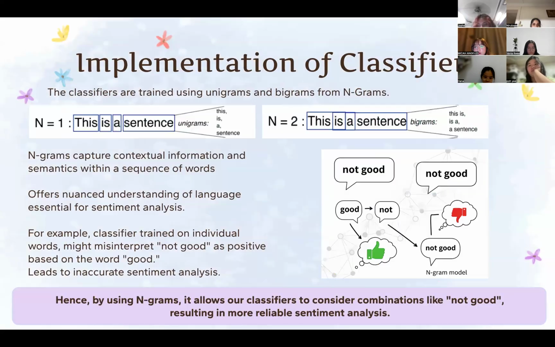Next. To properly experiment with semantic content, we trained our classifier using both unigrams and bigrams. This is critical because sentiment often changes when words appear together. For example, good by itself is positive, but not good expresses a negative meaning.